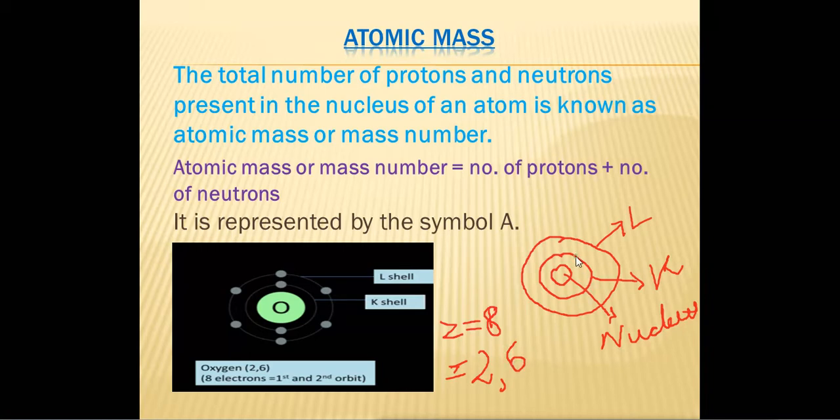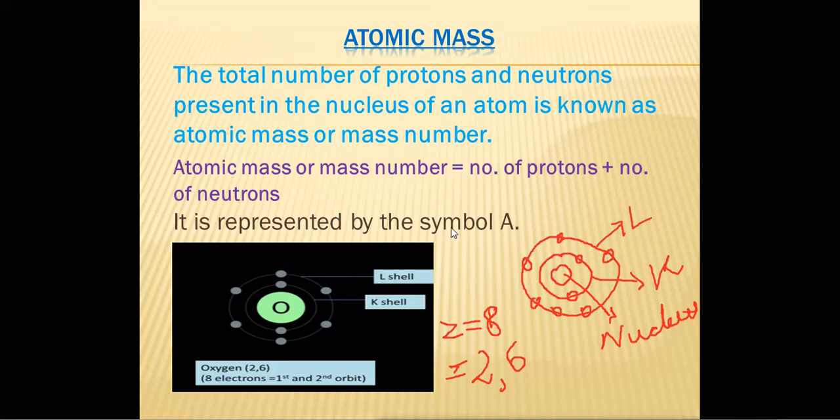Now we will represent the electrons. In the K shell, 2 electrons: 1 and 2. In the L shell, we can put 6 electrons: 1, 2, 3, 4, 5 and 6.